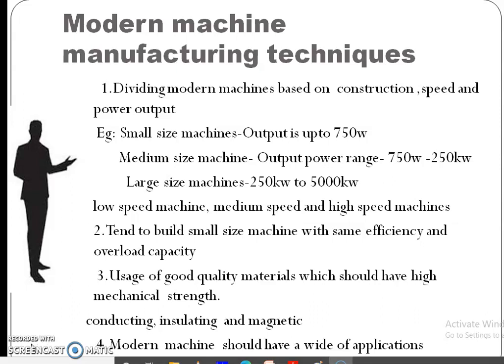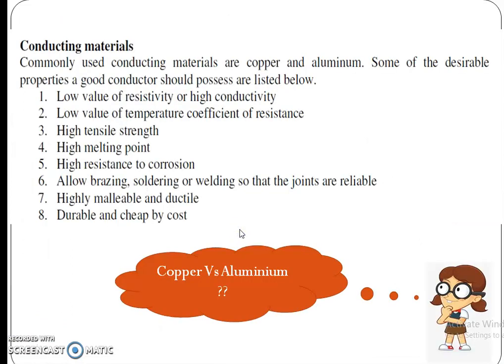Next we move on to the properties of materials. What are the materials we are using nowadays? In case of machines, we are using conducting material, insulation material, and magnetic material. Those properties we have to study now.